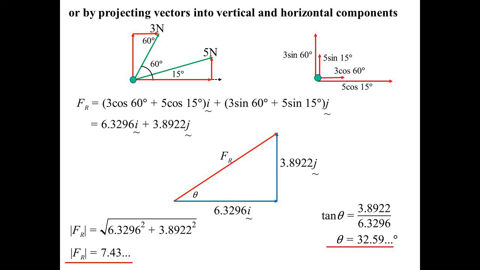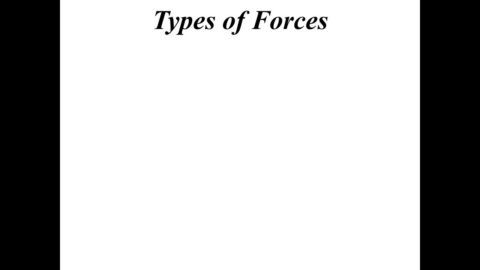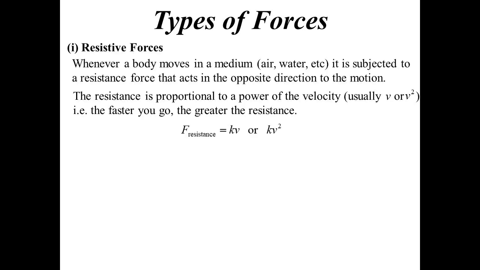Okay, so what sort of forces could we see? There's all sorts of different forces. We will see resistive forces. So whenever a body moves in a medium, air, water, whatever, then it will experience a resistive force. And that is always in the opposite direction to your motion. So resistance always opposes you. Resistance is usually proportional to a power of the velocity. If you think about it, imagine you're in a pool. The faster you move, the more resistance from the water you get. You'll usually find that the resistive force will be some constant times the velocity or some constant times the velocity squared, that sort of thing.